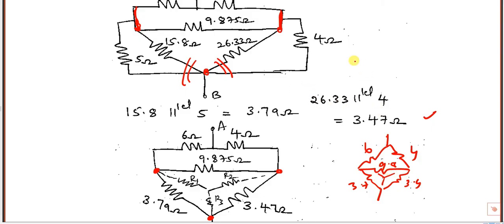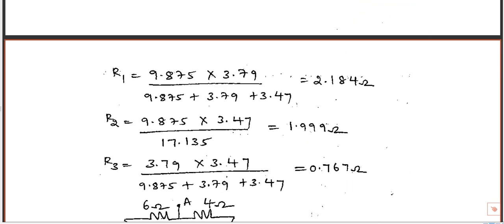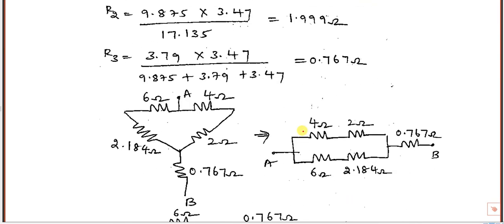Again, for this conversion, it is product of adjacent divided by sum of all. This one is the product of this adjacent divided by sum of all. Again, this one is the product of these two divided by sum of all. So using the conversion formula, calculate values R1, R2, R3. After that, that delta is converted into star like this. Now it is easy to simplify. These two are in series. These two are in series. And these two are again in parallel.